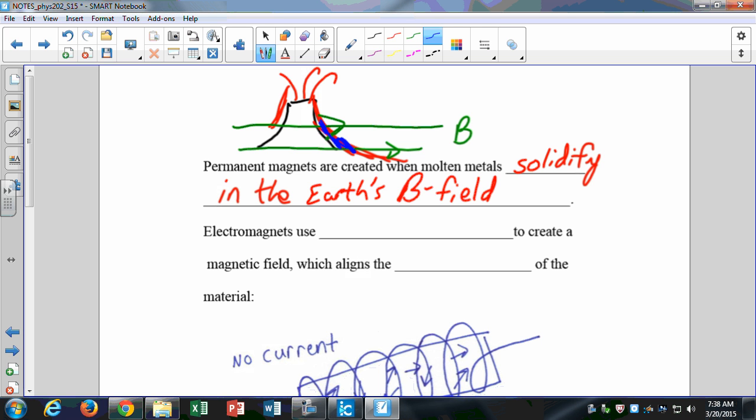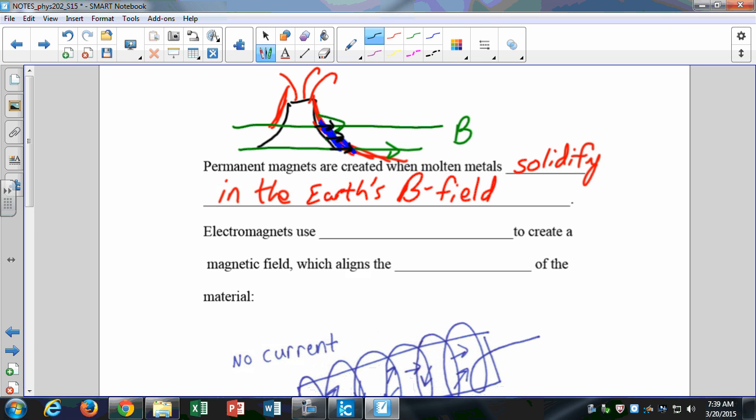And so when that molten lava cools, the magnetic domains within the lava will be aligned by the Earth's magnetic field so that you'll get a magnetic field within that lava that's all aligned. And so that's how we get magnets in nature. And that's also how you create magnets in the lab as well.